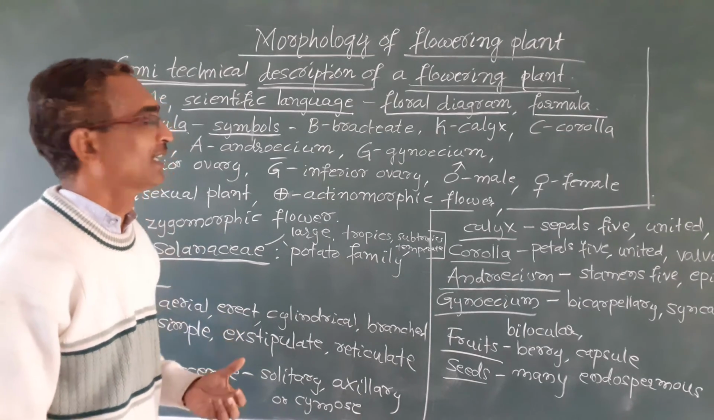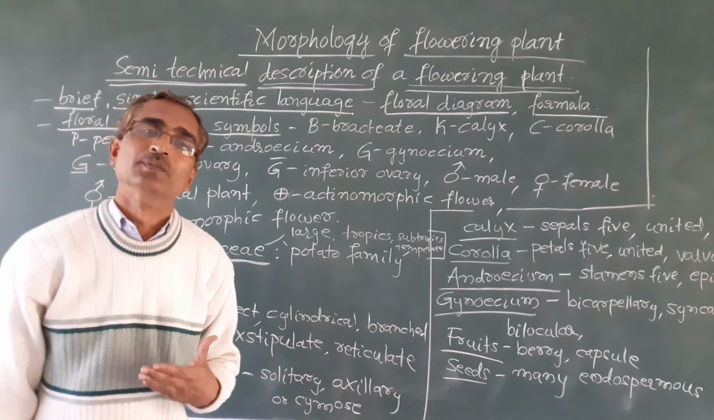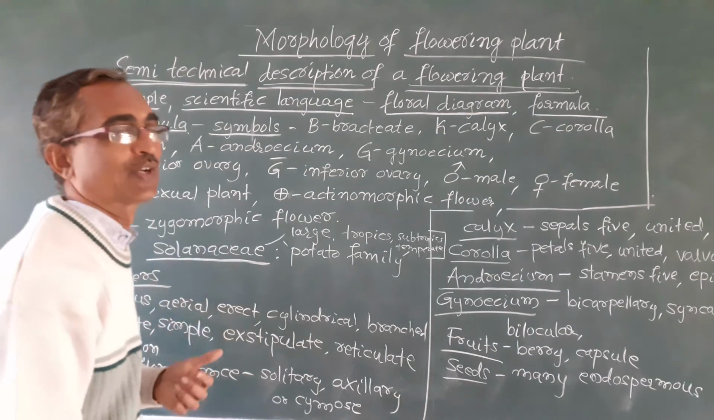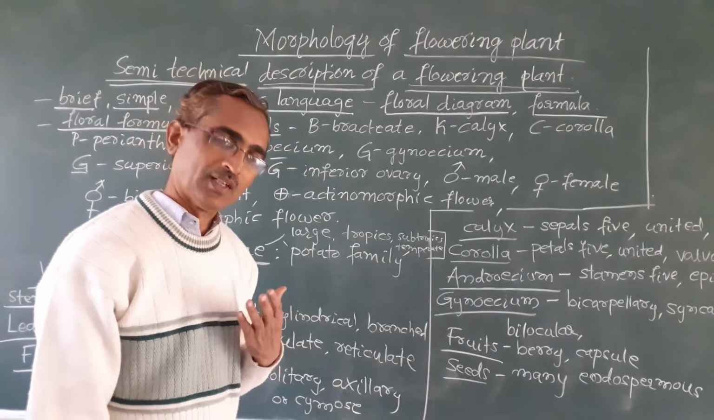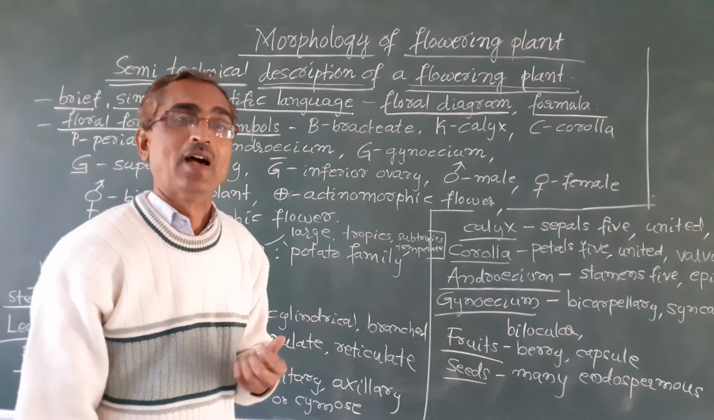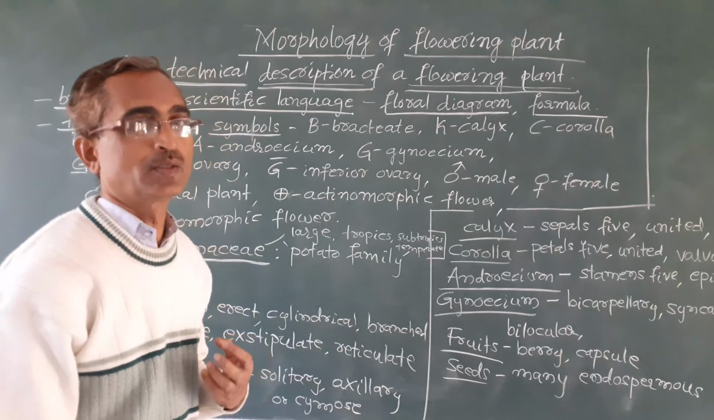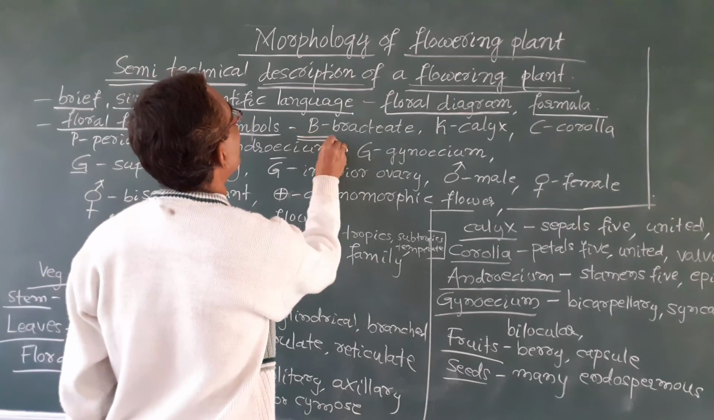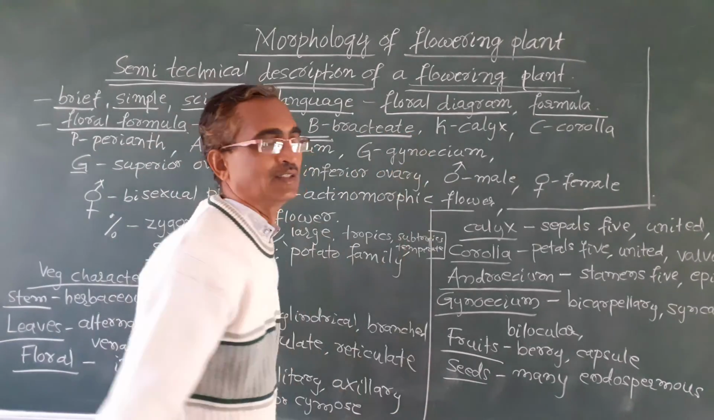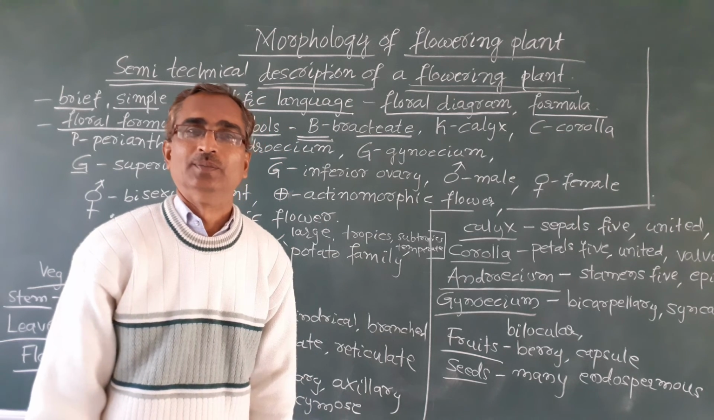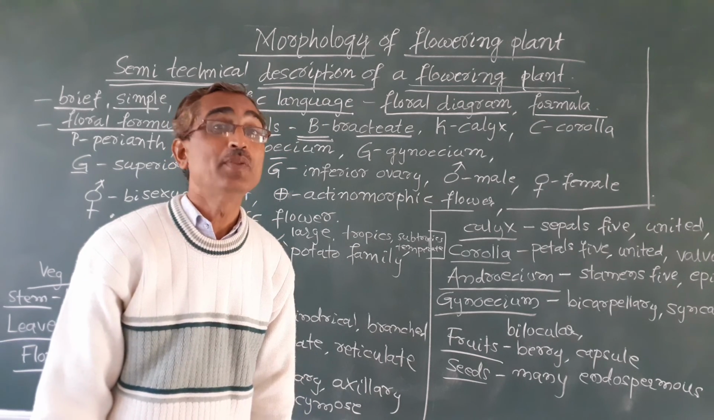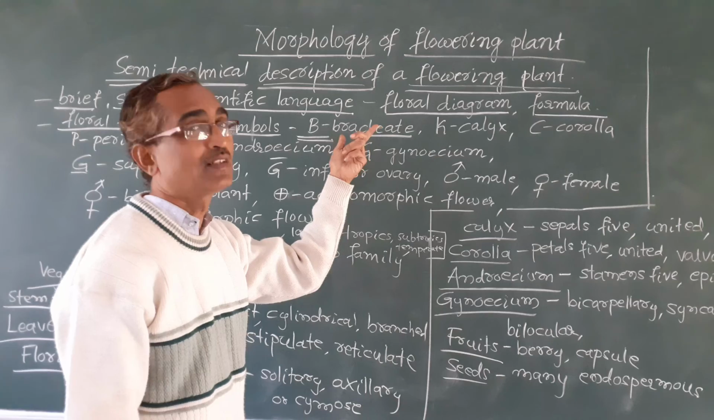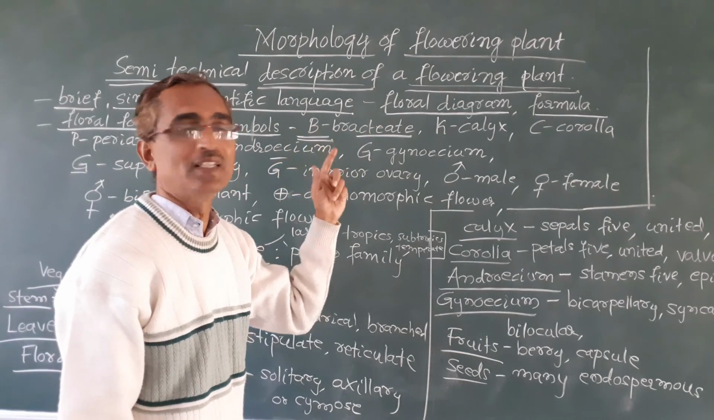Here let us study certain symbols used in a floral formula. The floral formula is used to describe the various parts of a flower, and certain symbols are used here. Let us get familiar with them. Capital B is used to denote the bracteate. We have discussed bracteate and ebracteate. Bracteate means having bracts, and ebracteate means not having bracts. A bract is a reduced leaf.